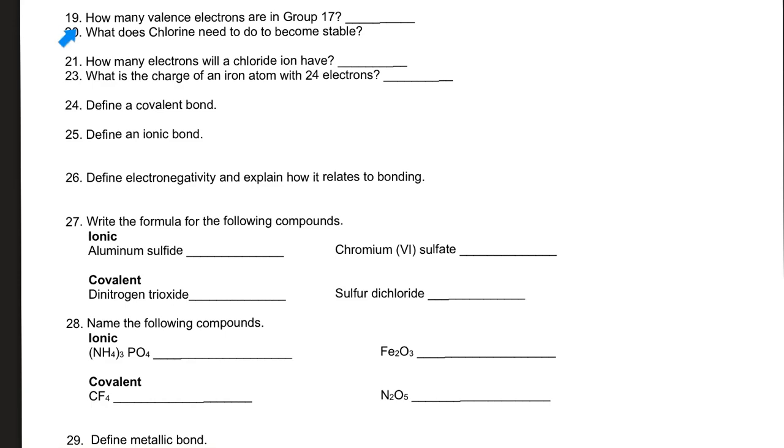All right, let's continue on. Let's go to number 19. For number 19 here, how many valence electrons are in group 17? So that's a pretty straightforward one.